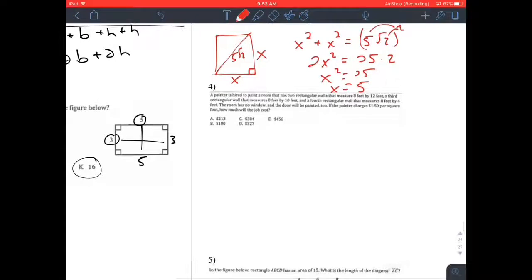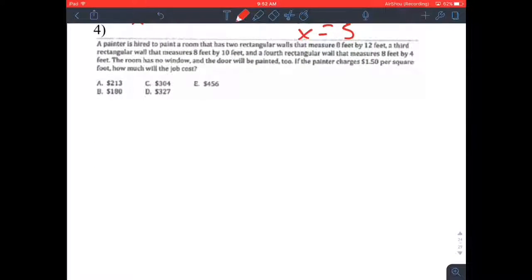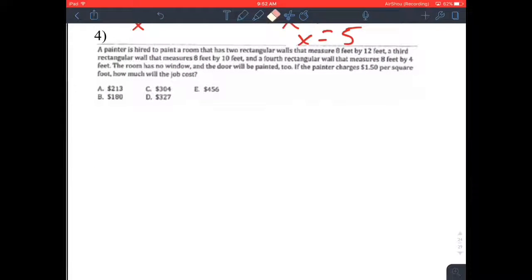Alright, number 4. A painter is hired to paint a room that has 2 rectangular walls that measures 8 feet by 12 feet. A third rectangular wall measures 8 by 10, and a fourth measuring 8 by 4. There's no windows, and the door will be painted too. How convenient. If the painter charges $1.50 per square foot, how much will the job cost?